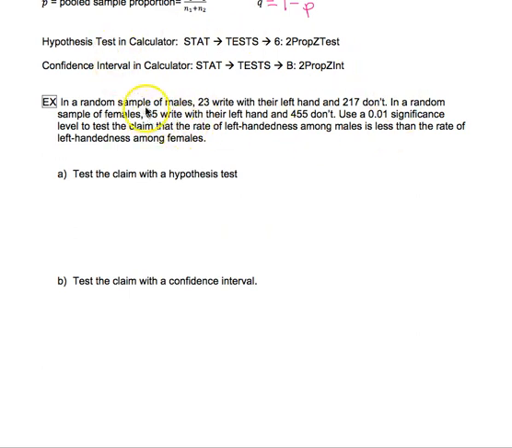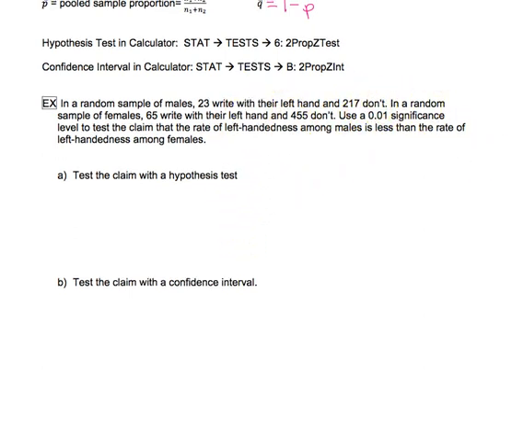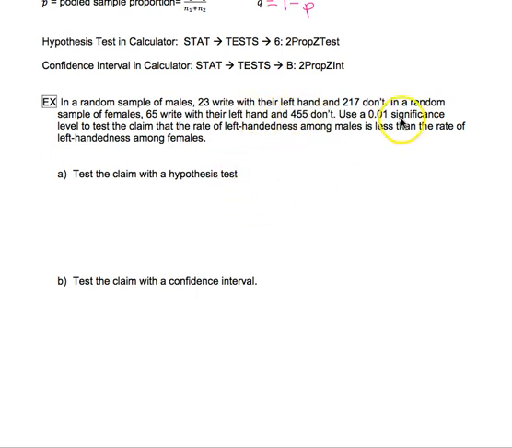We've got a random sample of both males and females, and we have reported data for how many write with their left hand and how many don't. This again gives us a binomial idea: either they write with their left hand or they do not. We would assume that most of these are right-handed, but I guess it could be people that are ambidextrous as well. We're going to use a 0.01 significance level for both of our claims here. In A, we're going to test the claim with a hypothesis test, and in B, we're going to test the claim with the confidence interval.